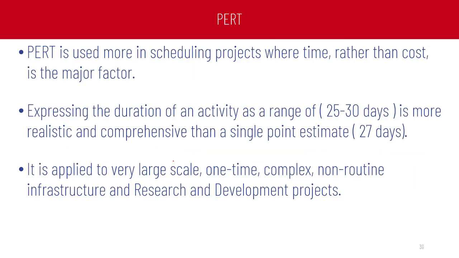PERT is used more in scheduling projects where time rather than cost is the major factor. Expressing the duration of an activity as a range of, let's say, 25 to 30 days is more realistic and comprehensive than a single point estimate, which, for example, is 27 days. It is applied to very large-scale projects, one-time projects, complex projects, non-routine projects, infrastructure, and research and development projects.